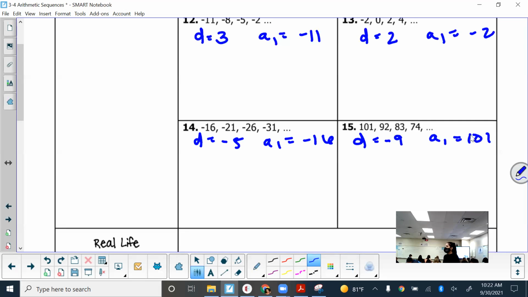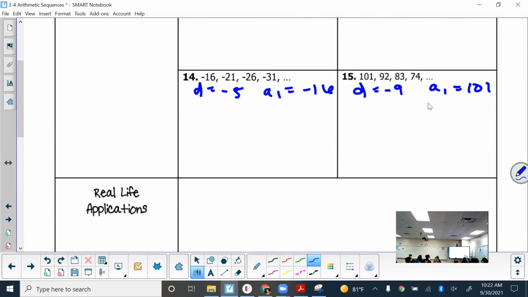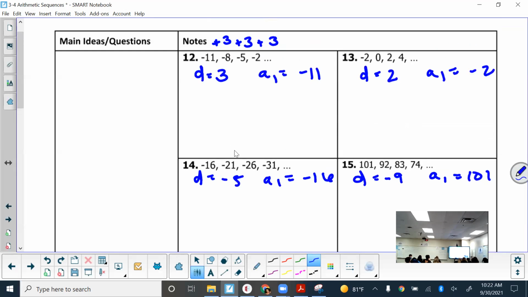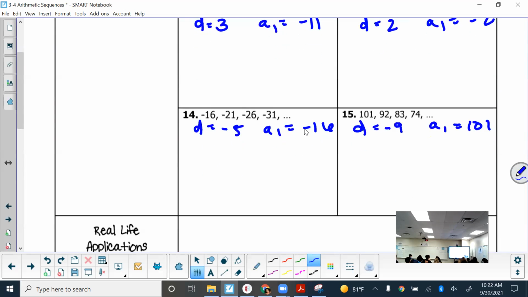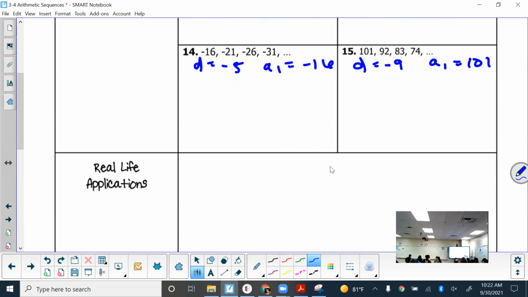All right, questions, comments? All right, so fill in those for the formula, and then that's how you write your explicit formula.